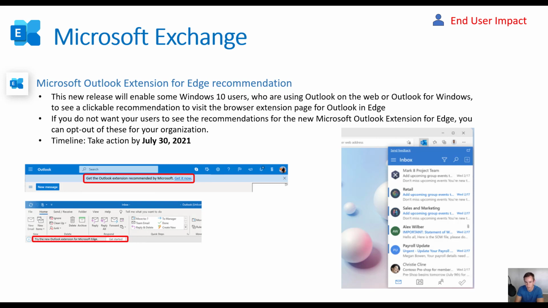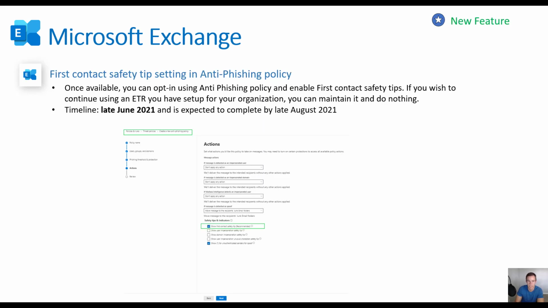If anything, you at least want to know what it is so you can appropriately respond to that via your support ticketing system. Last one here for Exchange, they are adding a safety tip setting in the anti-phishing policy. This is again more of a convenience, not something that you couldn't do before, but it was only available through Exchange transport rules.